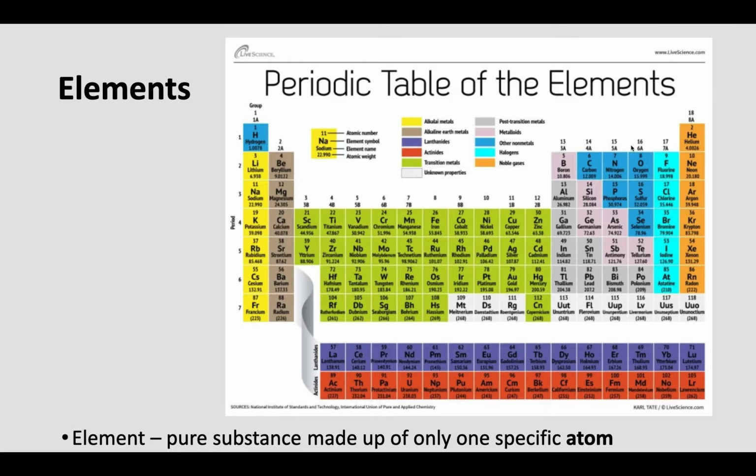Nitrogen is in the second row here, and we saw that it has 2 electron shells. So everything in this second row is going to have 2 electron shells. Now the columns also represent something. The columns are the number of electrons in that outermost shell.